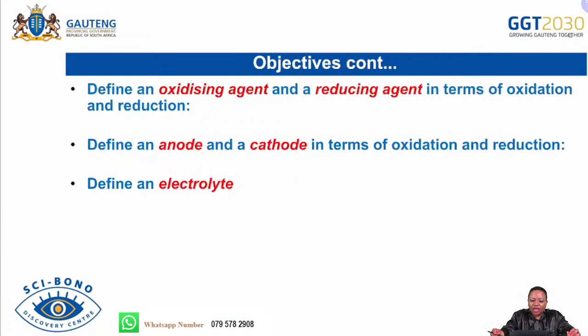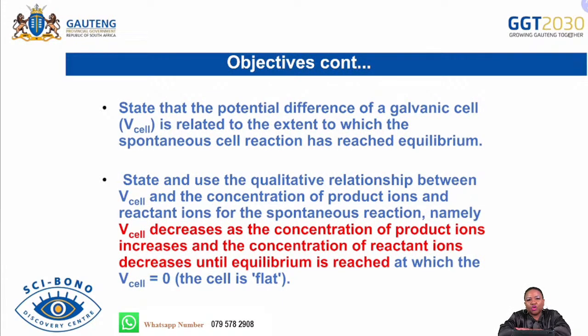We will also define the oxidizing and the reducing agent in terms of oxidation and reduction. We'll also look at the anode and the cathode in terms of oxidation and reduction, and we'll also define an electrolyte. These bullets are taken directly from the exam guideline. We are going to state the potential difference of a galvanic cell as the V cell, which is related to the extent to which the spontaneous cell reaction has reached equilibrium. And we are also going to look at how the value of the V cell is affected by the concentration of the product ions and the reactant ions as they are formed during this reaction of reduction and oxidation.